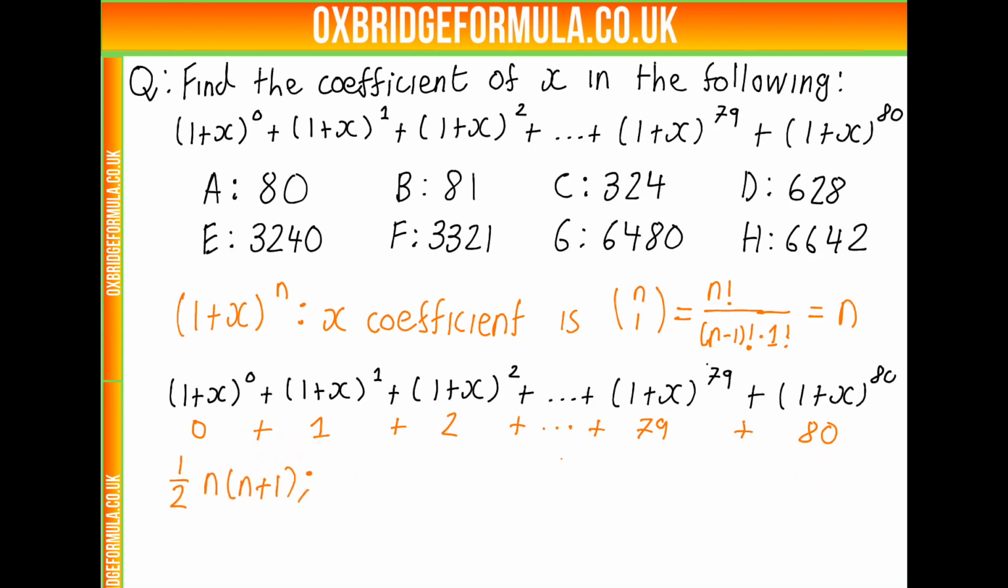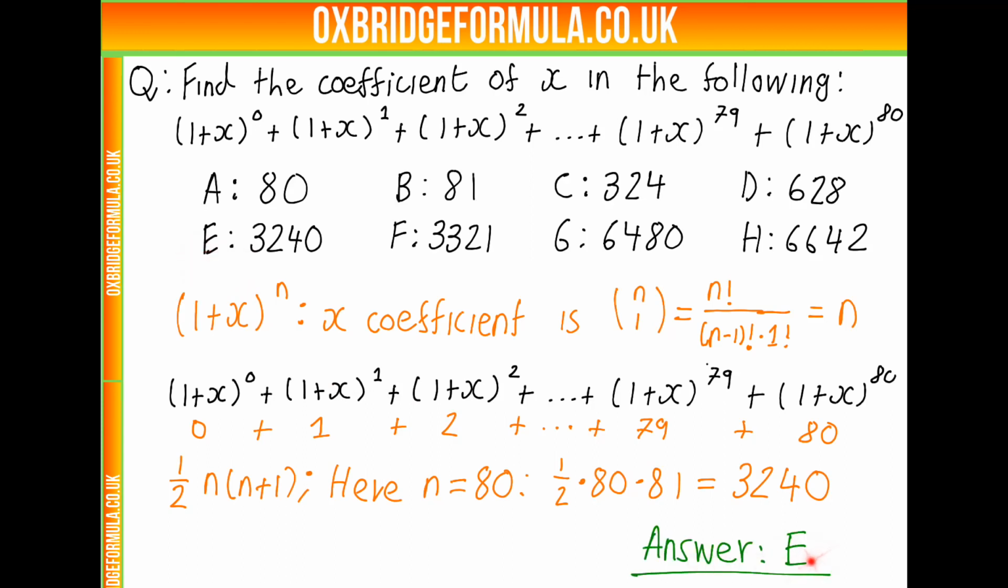We know if we add the first n natural numbers, or positive integers, the sum is a half n times (n plus 1). And we know here that we're summing 80 of them, so our n is 80. And so for our final answer, we just need to work this out with 80 in. So we have half times 80 times 81, which with a bit of column multiplication will come out as 3,240. And very reassuringly, this matches with E on our answers. And so we know our answer is E.